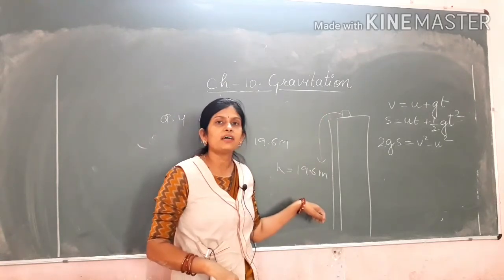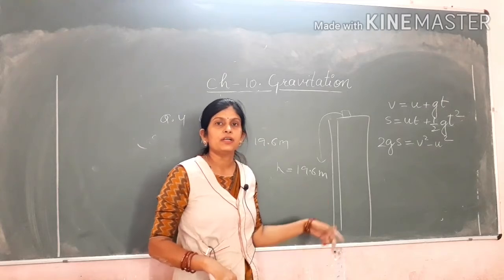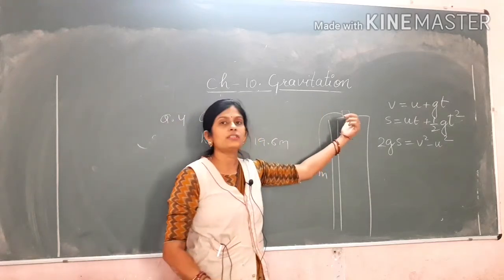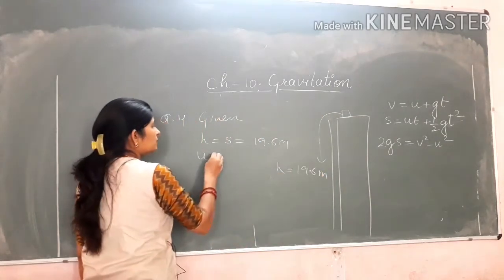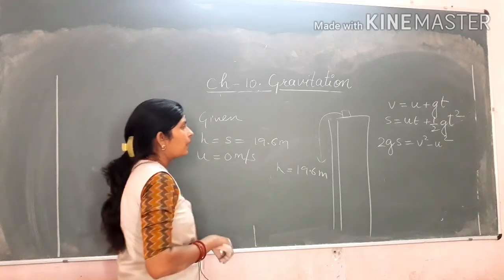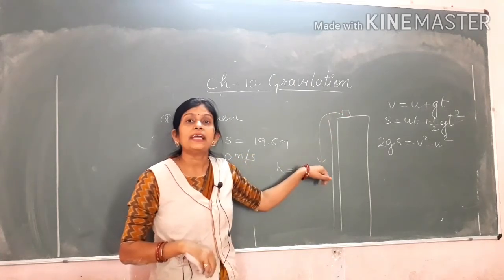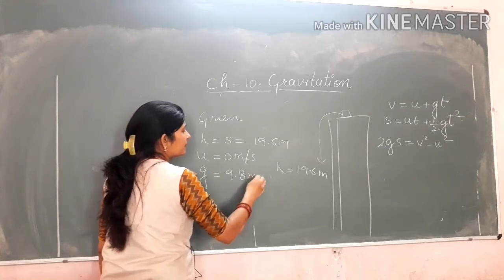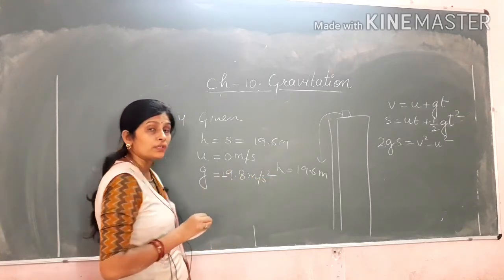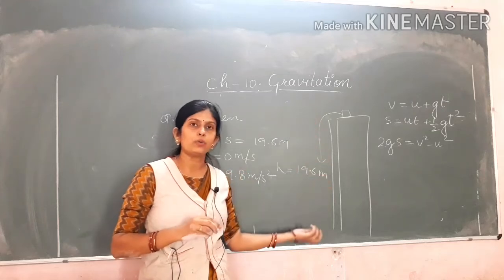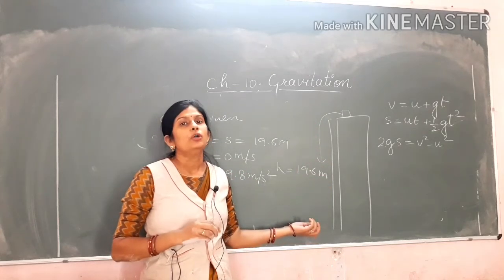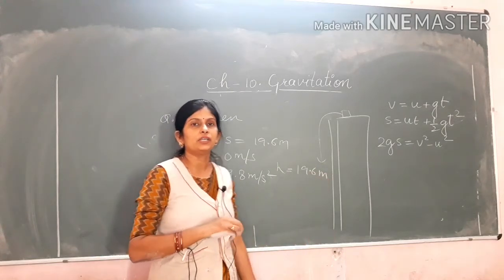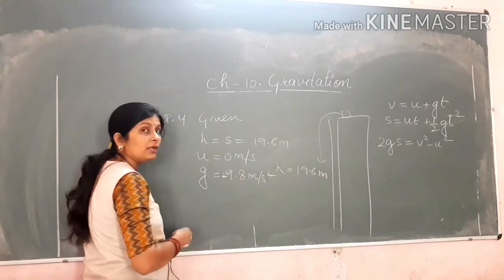So the distance covered by the stone in the downward direction is 19.6 meter, and before falling down it was at rest, so its initial velocity u is equal to 0 meter per second. During free fall it experiences an acceleration due to gravity, small g, that is 9.8 meter per second square. It will be positive. Why? Because the object is moving downwards and the acceleration due to gravity is also acting downwards. So both have the same downward direction, so acceleration due to gravity will be plus.